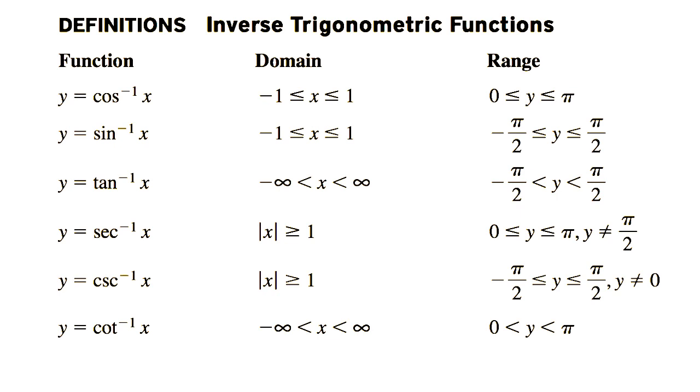The inverse secant function has a domain such that the absolute value of x must be greater than or equal to 1. The range is from 0 to pi inclusive. Y cannot equal pi/2. The inverse cosecant function has a domain such that the absolute value of x is greater than or equal to 1 and has a range from -pi/2 to +pi/2 inclusive. Y cannot equal 0. And the inverse cotangent function has a domain from -infinity to +infinity and a range from 0 to pi.